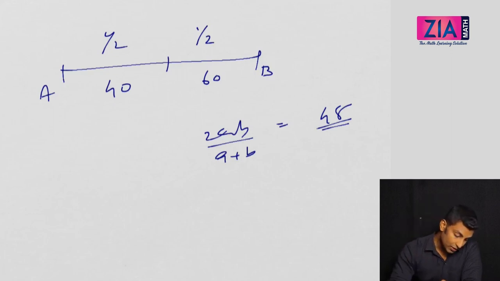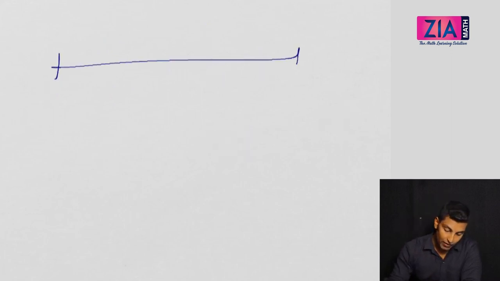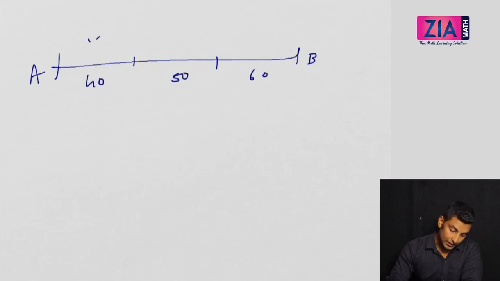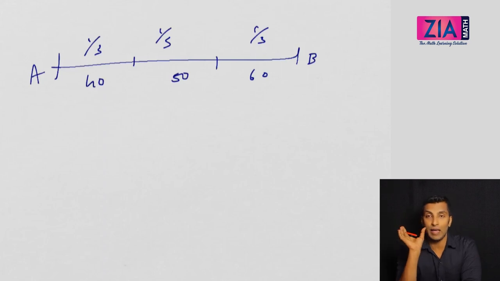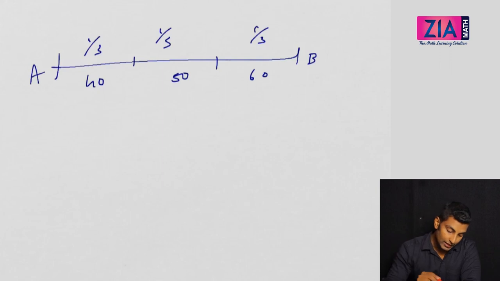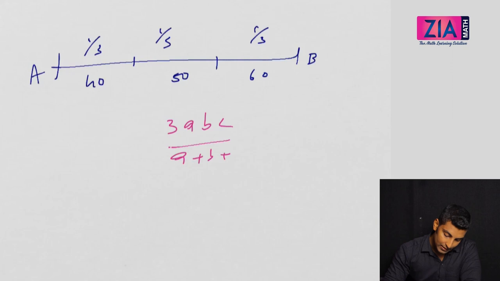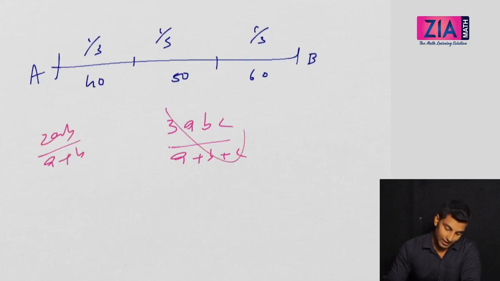Now the same question you can get in this way also. You have to travel A to B; 1/3 of the distance you traveled at 40, the next 1/3 you traveled at 50, the next 1/3 you traveled at 60. So this is 1/3, this is 1/3, this is 1/3. Here also the distance is the same and you have three speeds. Here you need to take the harmonic mean, but don't think that the harmonic mean is 3ABC by A plus B plus C. In the previous case it was 2AB by A plus B. Here it is not like this.